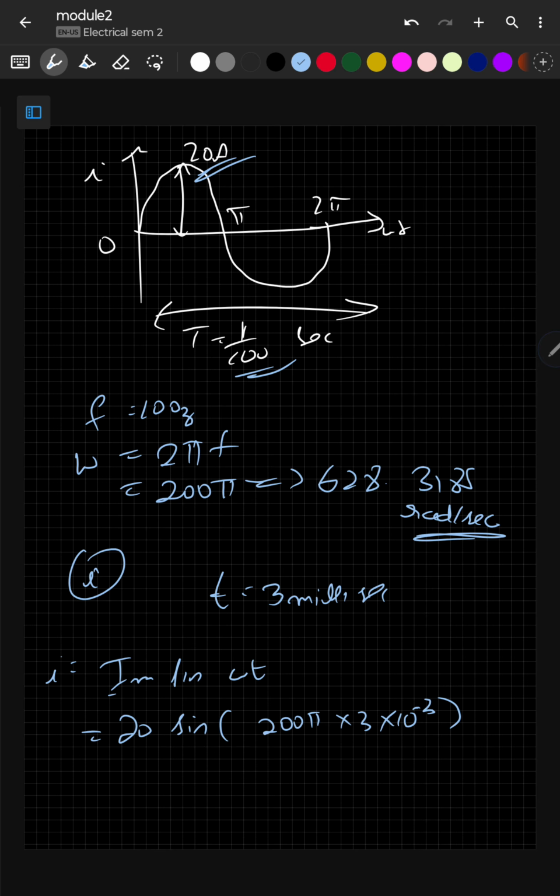So I am getting the answer as 19.0211 ampere. Done. Next one, a simple question similar to this. An alternating current of frequency 60 Hz has a maximum value of 12 ampere. Write the equation of instantaneous value.